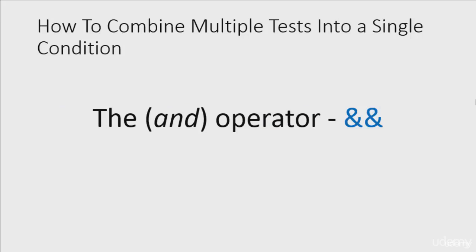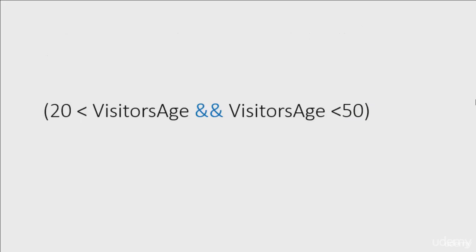The operator that we are going to be using in order to achieve this is the AND operator, represented by two ampersands. So let's say we wanted to make a program that only worked if the age of the user was between 20 and 50. Here's the code that we could use to achieve that. What this is checking for is if the visitor's age is greater than 20 but also less than 50. Both have their own true and false values, but since we are combining them together, they both need to be true in order for the program to run.